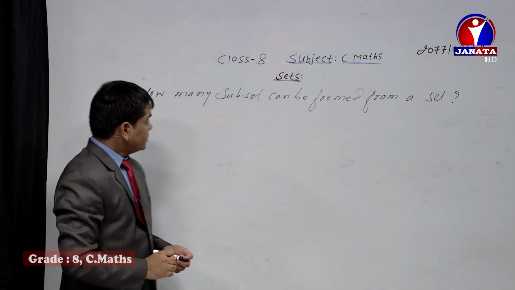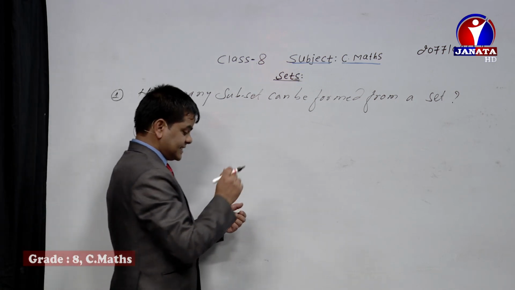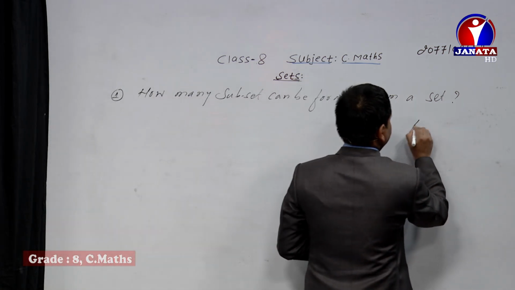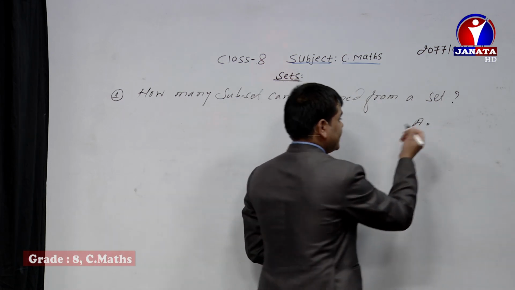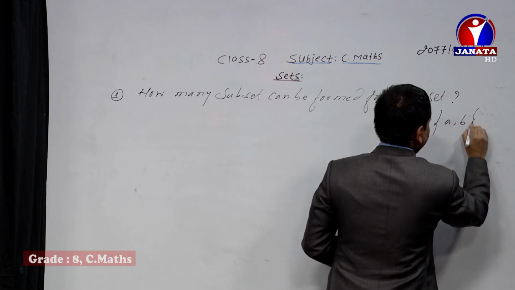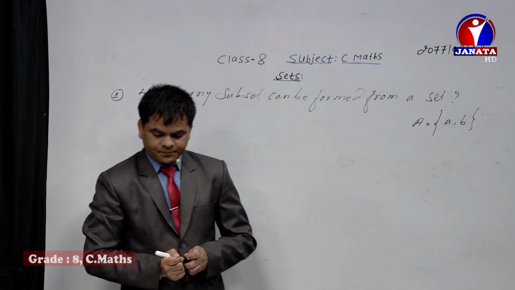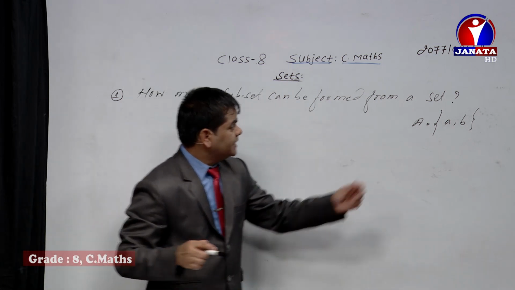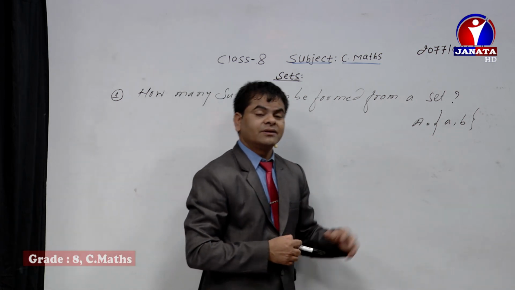Okay, so by providing an example, let's take a set named A, with the elements contained in that set A as a and b, just two. So how many subsets can be prepared from this set? So let's discuss this one.